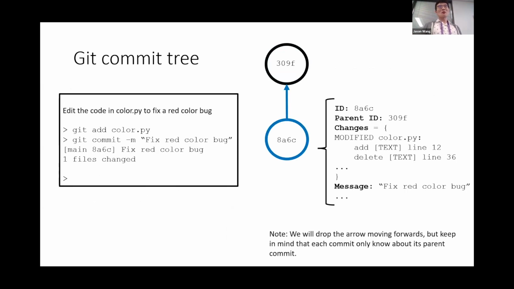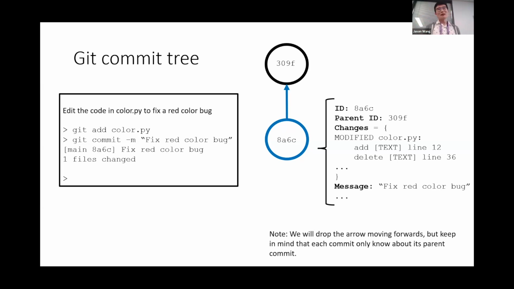So then let's say, while we were trying to use that code, we found that it wasn't actually displaying any of the images we defined to be red. It was only displaying green and blue. So we're like, oh, we've got to fix this red color bug. So we go fix that bug, and then we go git add color.py. And then again git commit -m "fix red color bug." And then our terminal, like you saw yesterday, spits out something like main 8A6C, fix red color bug.